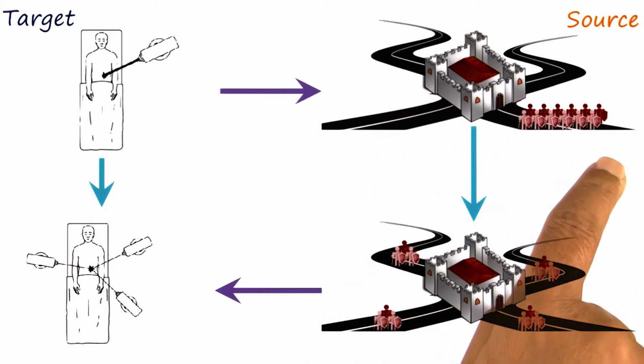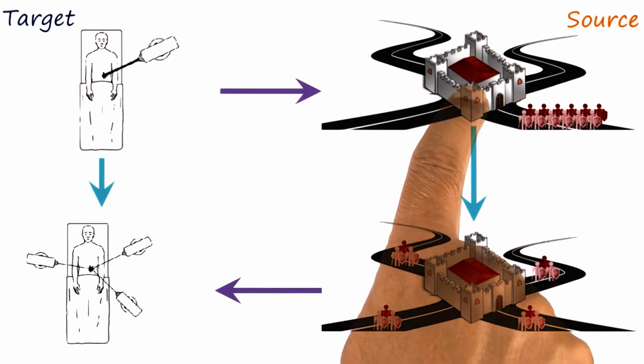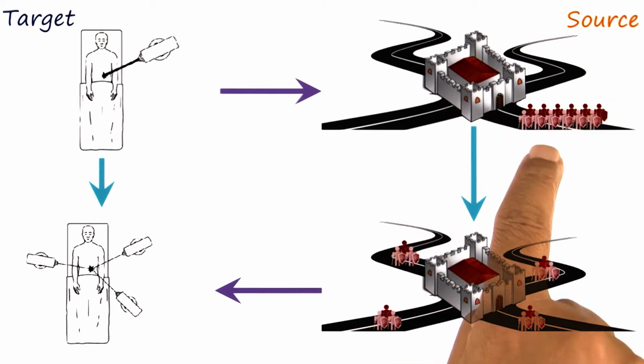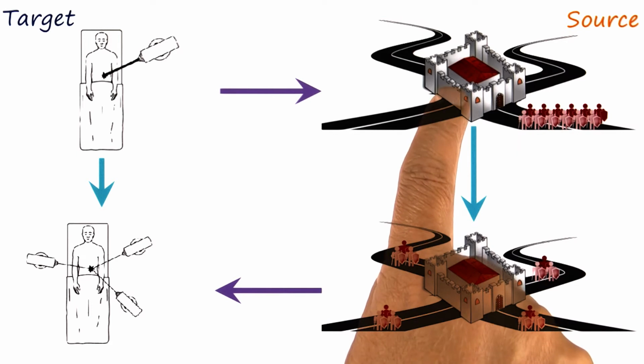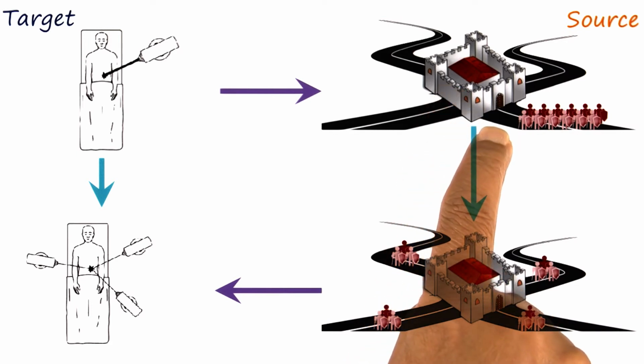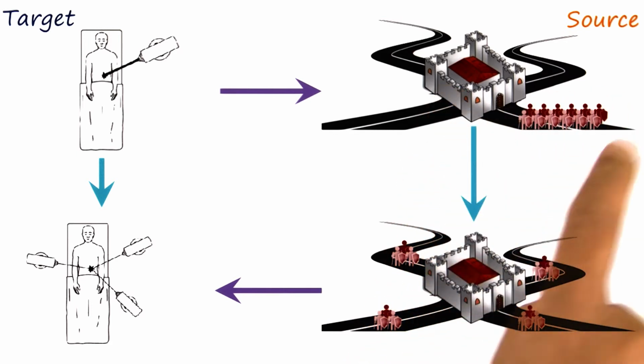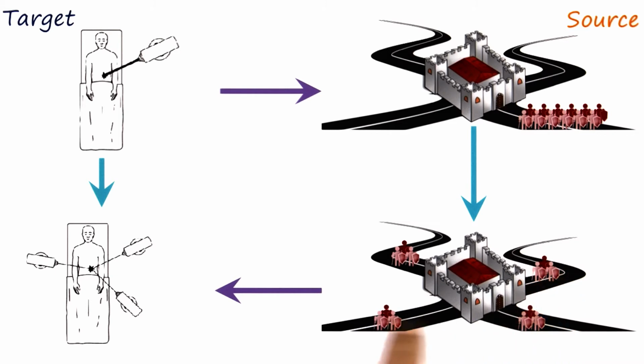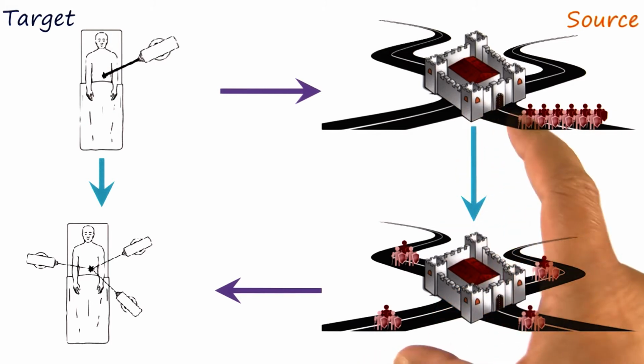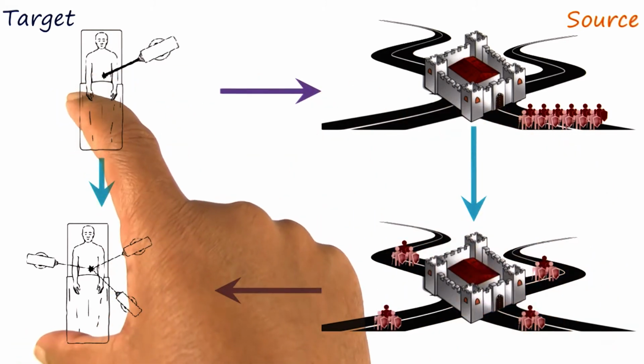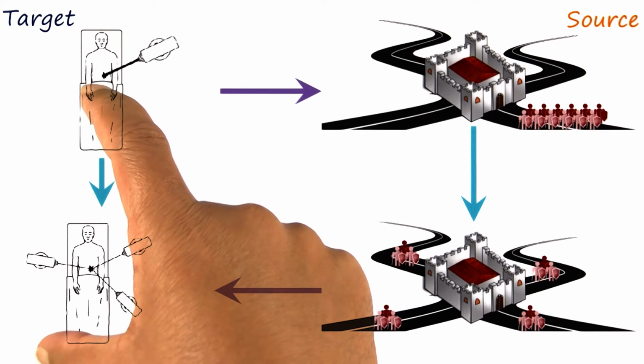In this case, the pattern is that if there is a goal, capturing the king, and a resource, the rebel army, and an obstacle between the resource and the goal, the mines on the road, then decompose the resource into several smaller resources and send them to the goal from different directions at the same time. This abstract pattern is now transferred to the target problem and instantiated.